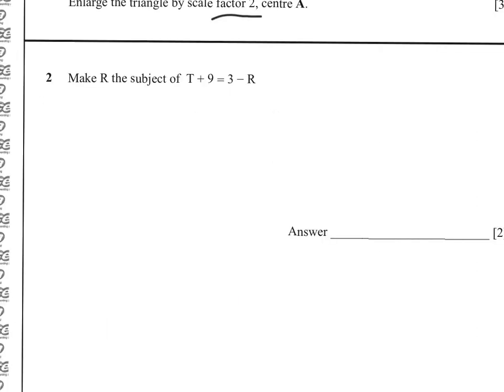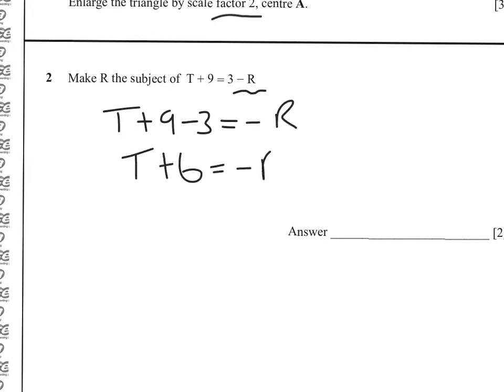We are asked to make R the subject, so we have t plus 9 take away 3 equals minus R. So t plus 6 equals minus R, which means that R is minus t minus 6.